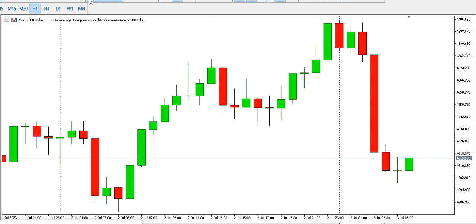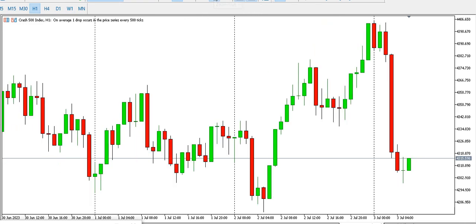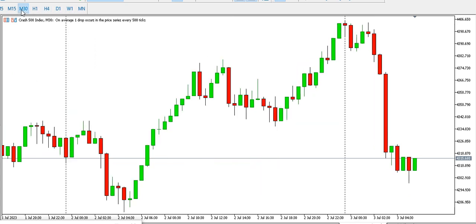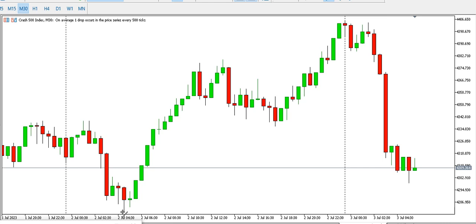On the 1-hour time frame, Crash 500 index is currently showing a range. A break of this range will tell us the direction. For the 30 minutes time frame, Crash 500 index is also ranging. We see this seller stepping in around here, so we might want to monitor price.